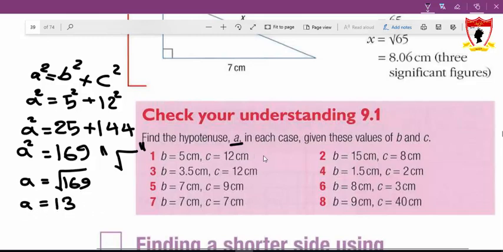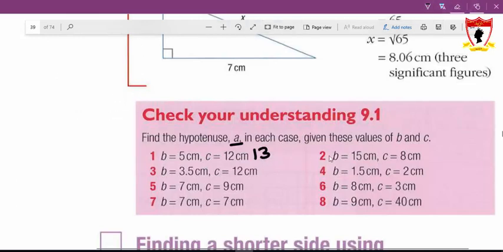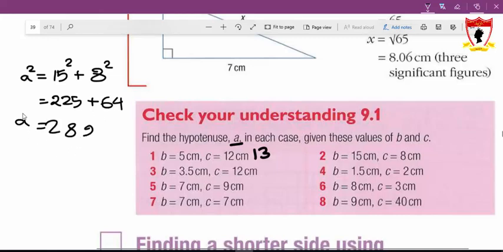A is 13 centimeters. Question 2, b is 15, c is 8. Again, a is missing. We're going to follow the same steps. a square is equal to 15 square plus 8 square. 15 square is equal to 225 plus 8 square is equal to 64, which gives 289. a square is 289.